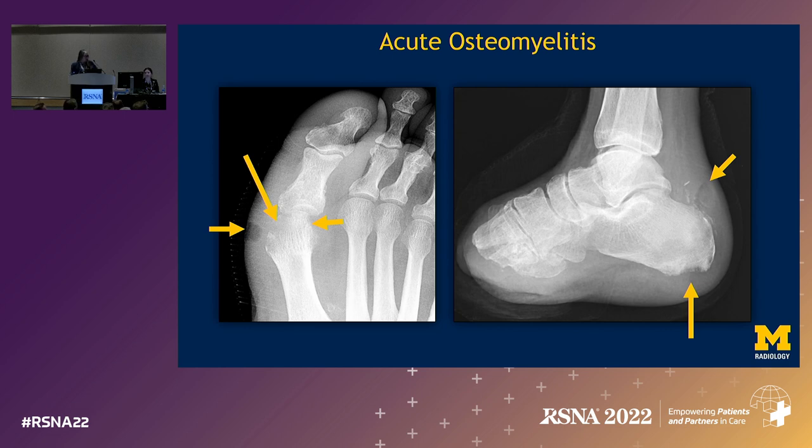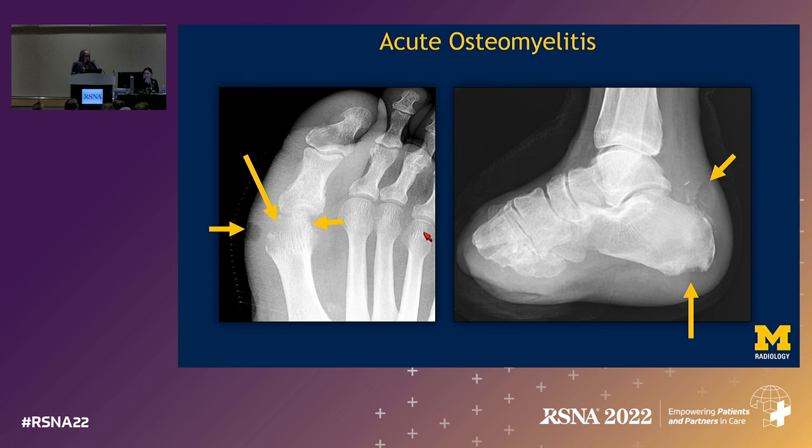Here's another case of acute osteomyelitis where we have an ulcer that clearly is in close contiguity with the overlying bone. The bone also is eroded and the cortex is thinned. And so this is a very good look for acute osteomyelitis.